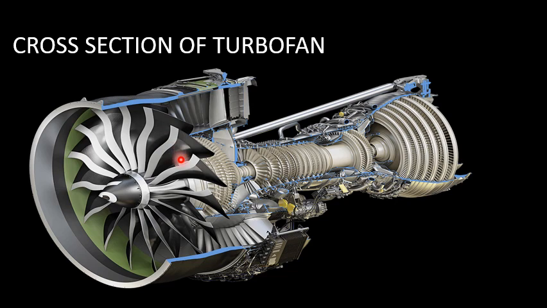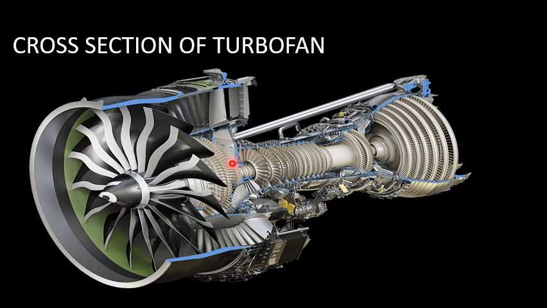Here it consists of 16 blades at the major, and the major material that is used for the construction of these blades is titanium, but in this engine GE uses carbon fiber as a material. The main intention of using carbon fiber is to reduce the weight and to provide high strength. That is the reason behind it. Then the second component is the engine core.